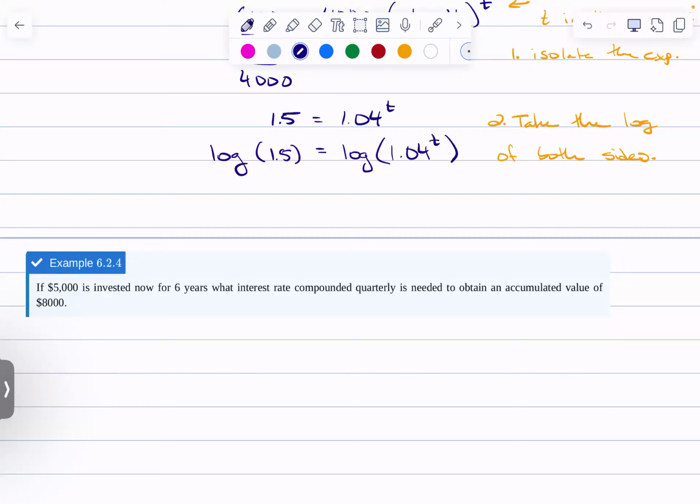Now the beauty of logs, and really the only thing you need to know about a log is the log of a to the power of x is the same as x times the log of a, which means that this little guy, this x, kind of can get sent down in front. And now all of a sudden, he's a free agent and you can solve for it, right? Because the log of a number is just a number.